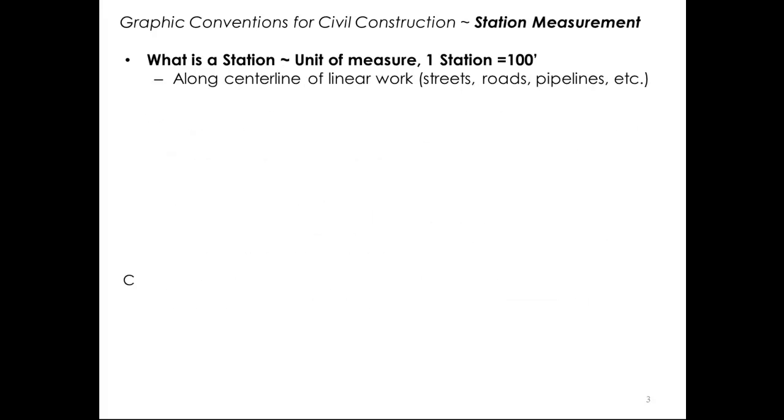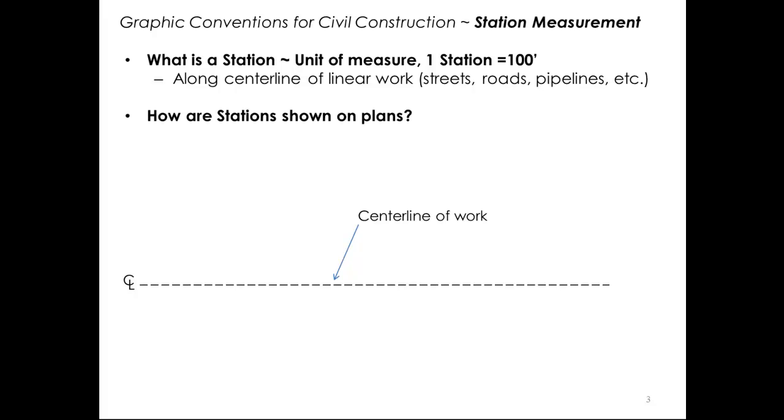Since this topic is important, let's understand how stationing works. A station is simply a unit of measure that's equal to 100 feet in length. Stations are always measured from a center line, so here we have a center line, and the stations are indicated with tick marks along this center line.